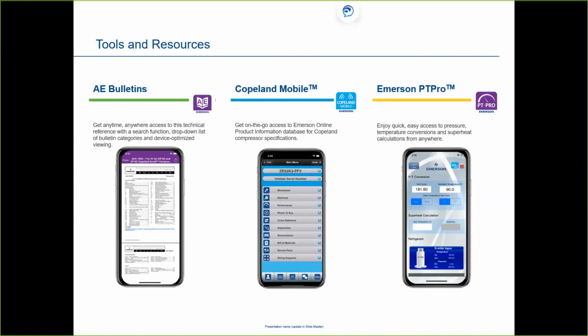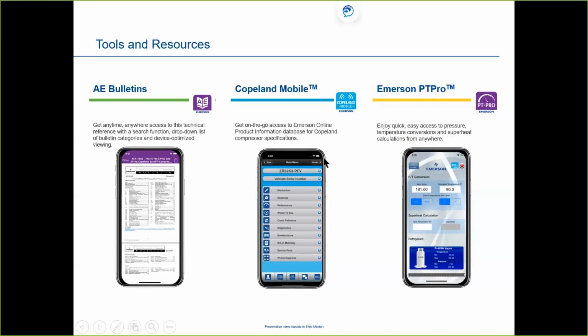So I threw this in here too, only because we got a lot of good feedback on our apps. Here's a picture of an app I think Kara or Amanda put together for us. The AE Bulletins obviously on the left-hand side, your Copeland Mobile in the middle, and then your Emerson PT Pro. The only one that's not here that we're going to be talking more about probably next week that Dustin Tillery mentioned was the HVAC Fault Finder. And on that app, you're looking for a magnifying glass and kind of a stoplight look, red, yellow, green type thing there.